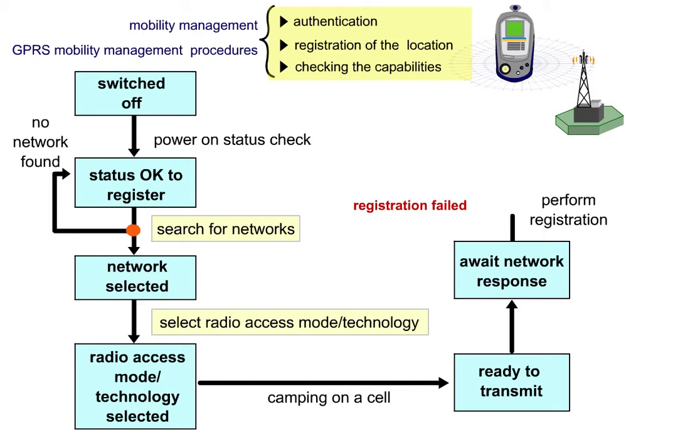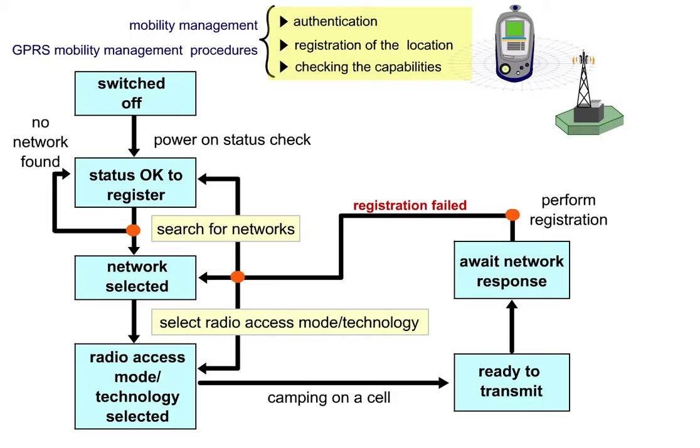If registration fails, the user equipment returns to status OK to register, network selected, or radio access technology selected, depending on the reason for the failure.